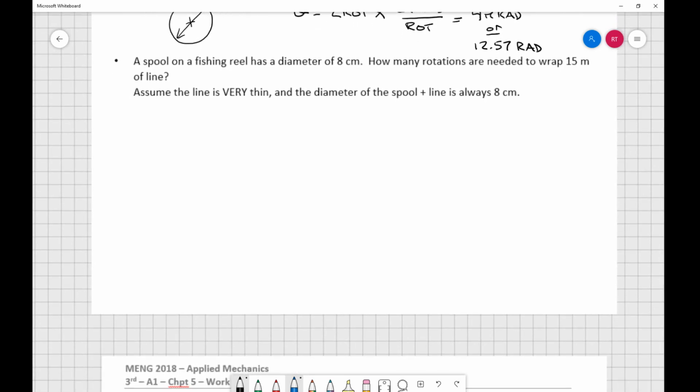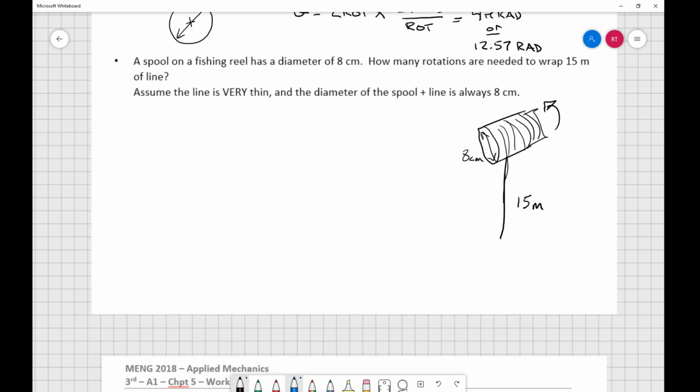So I have a spool on a fishing reel, and it's 8 centimeters in diameter, and I'm going to wrap line onto it. The line's going to get wrapped onto that reel. If I have 15 meters of line to reel in, how many times does this spool have to rotate in order for me to wrap that much line on there?